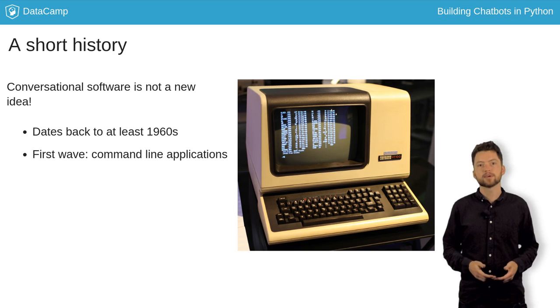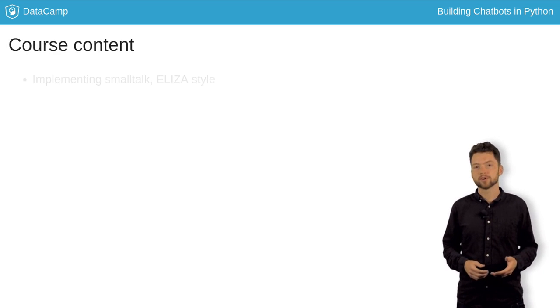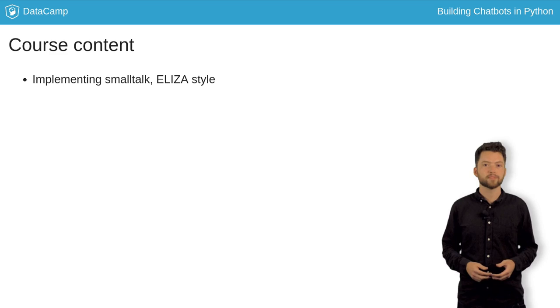Around the same time, the ELIZA program was created. This now famous program was able to hold a conversation by using a rule matching engine. And despite the relatively simple code behind ELIZA, it's actually quite a compelling conversationalist. In this chapter, you will build your own minimal version of the ELIZA chatbot.